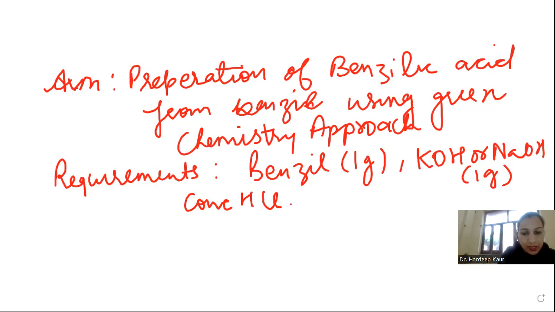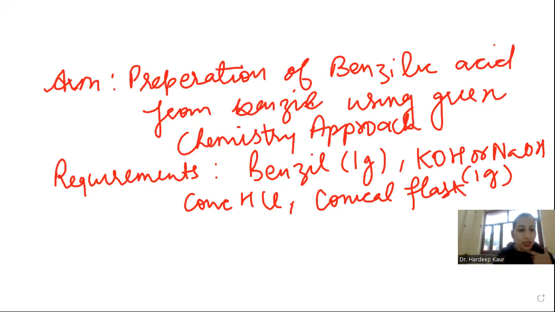The apparatus required is a conical flask, cotton plug, and a beaker containing crushed ice, Buckner funnel, and separating funnel. So these are the requirements for the practical.